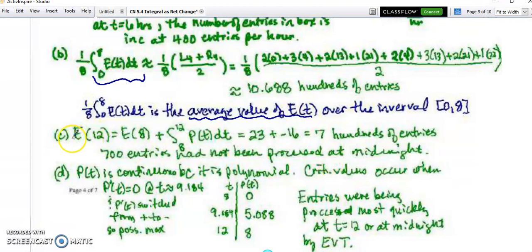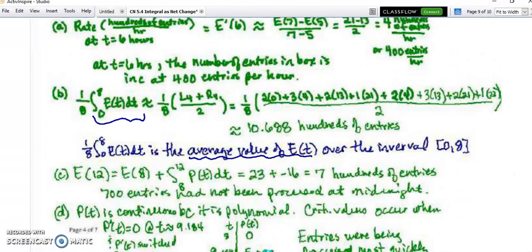All right, again, for C, where I am is where I was plus my net change. So I had 2,300 at 8. That was what was in the box according to the chart above. And then I calculate this definite integral. Now remember, this is a calculator problem. So how did I calculate this definite integral? I put it in my calculator and I did function int on the P of t that they gave me.